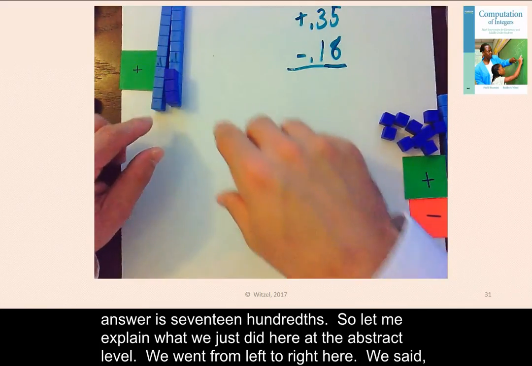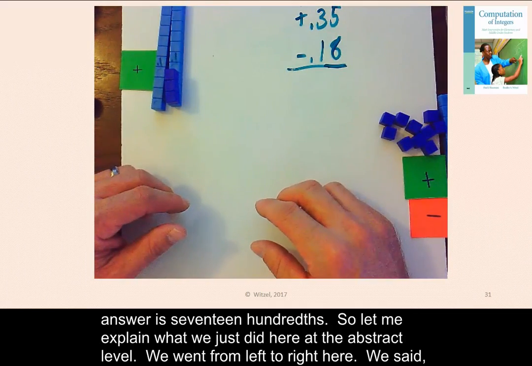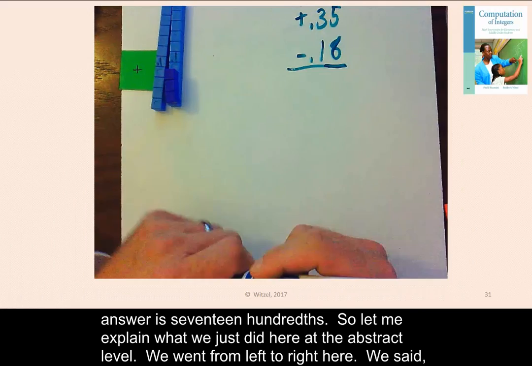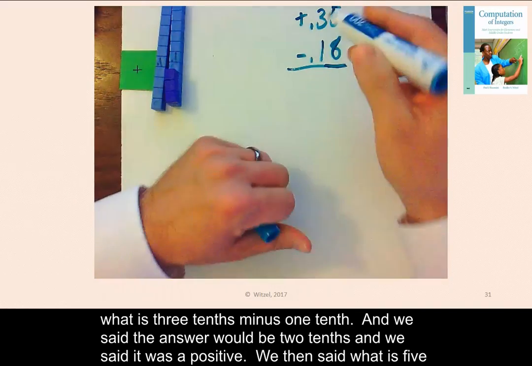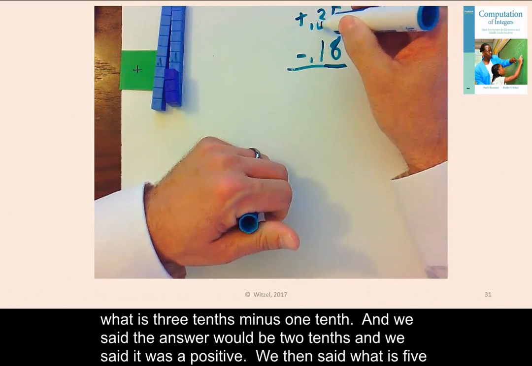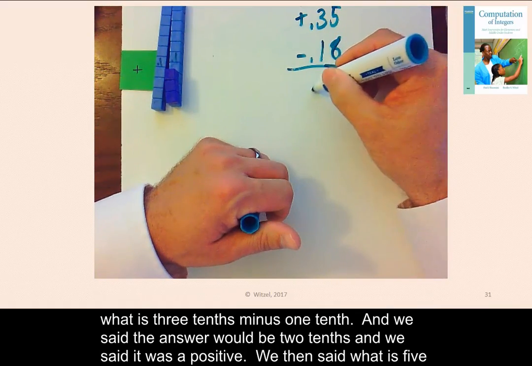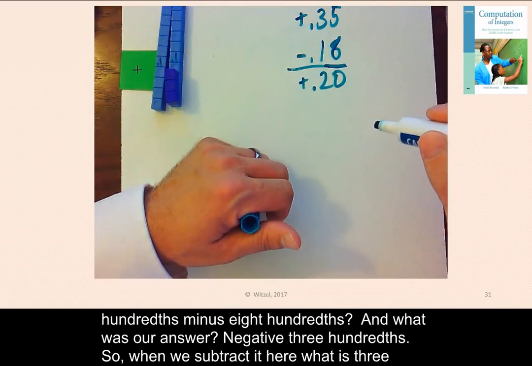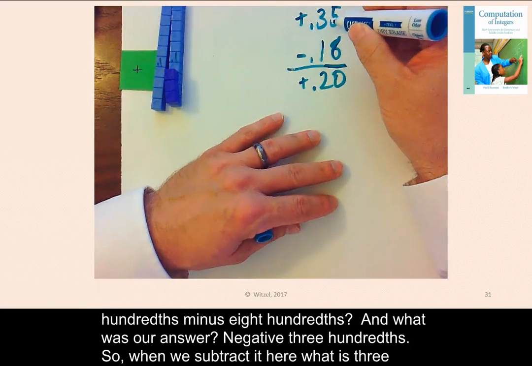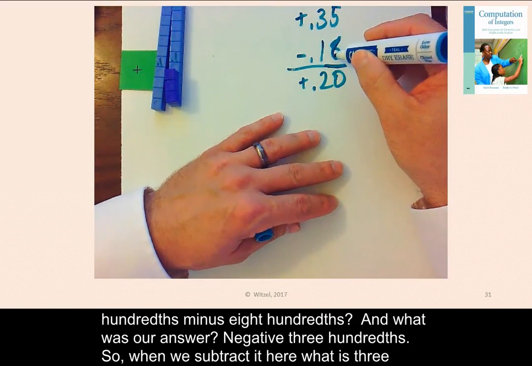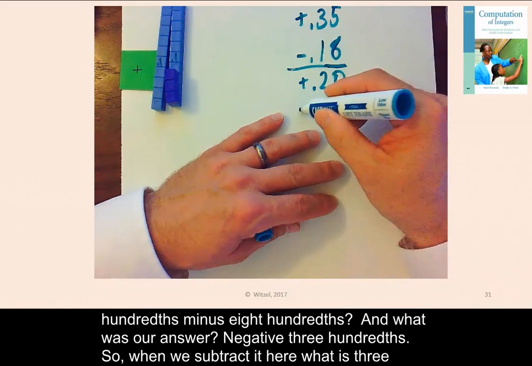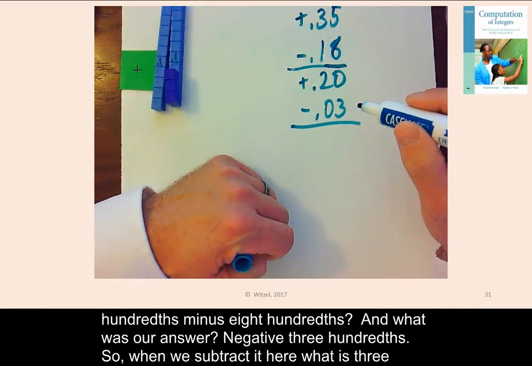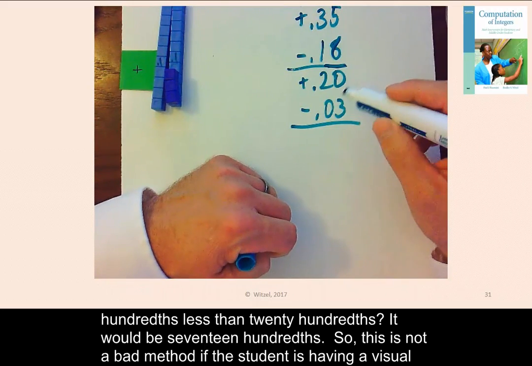So let me explain what we just did here at the abstract level. We went from left to right here. We said, what is 3/10 minus 1/10? And we said the answer would be 2/10, and it was a positive. We then said, what is 5/100 minus 8/100? And what was our answer? Negative 3/100. So when we subtracted here, what is 3/100 less than 20/100?